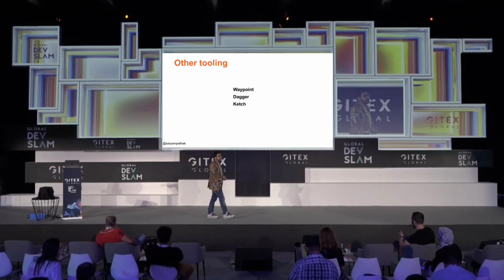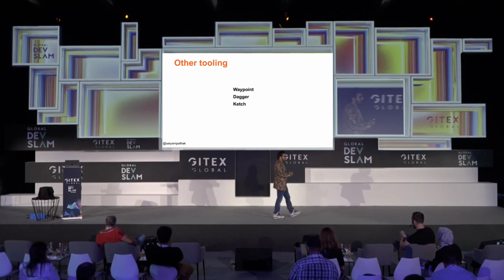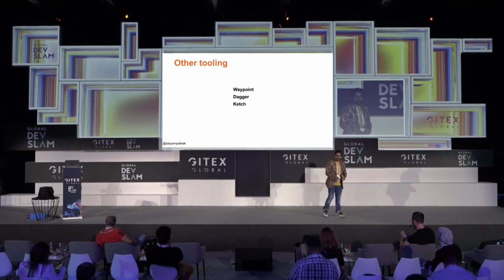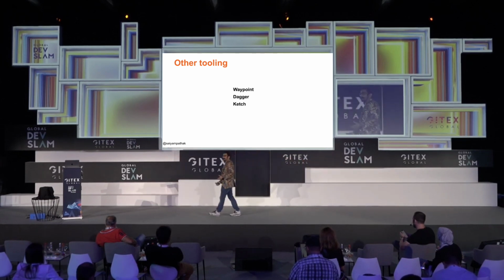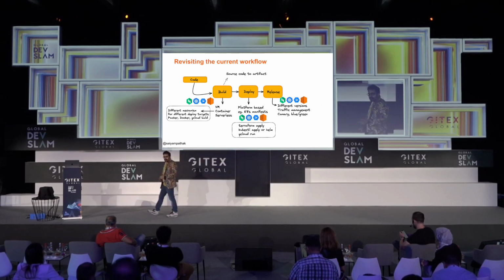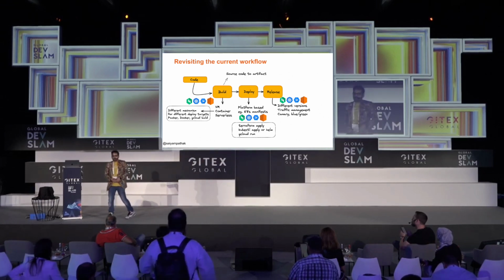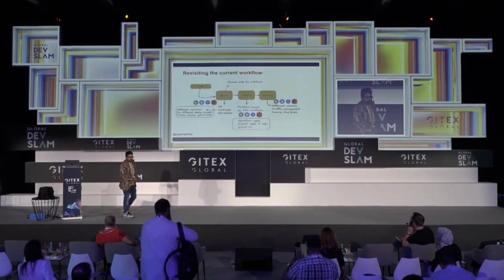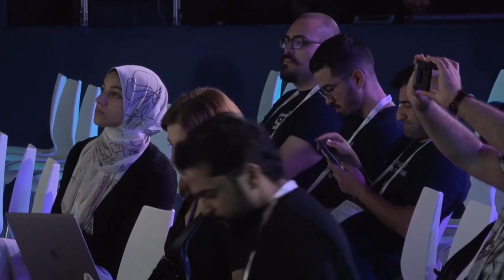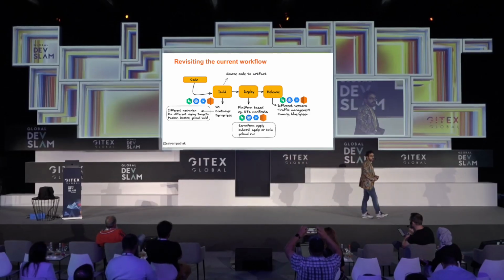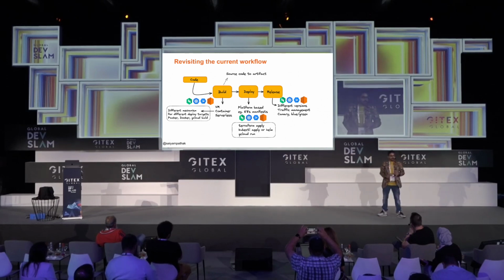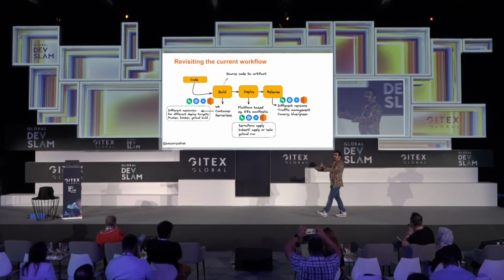Now, I was saying that this space is being explored and is getting more and more innovation. There are other tools, Waypoint, Dagger, Catch, that are also simplifying application deployment on Kubernetes. Let's revisit the current workflow with respect to Waypoint. You have code, then from code you build, and there are different environments. Econ is focused on Kubernetes, but there are other environments like Lambda, Cloud Run, Kubernetes, Nomad, where people are deploying applications.